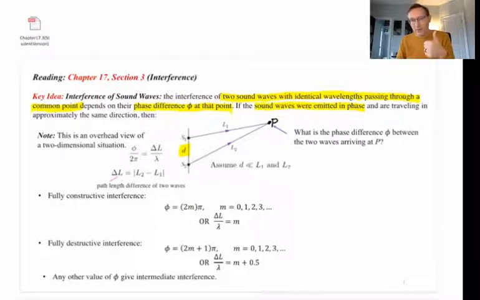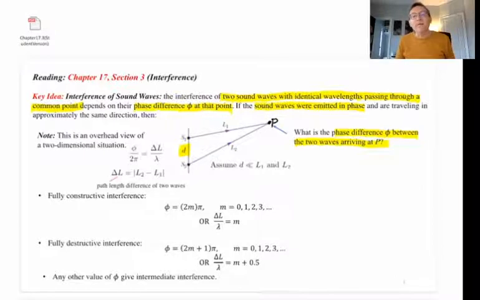Will it be loud at point P? Fully destructive interference? Will it be quiet at point P? Or anything else, that would be called intermediate interference. And so that kind of interference between the two sound waves at point P boils down to finding the phase difference phi between the two waves arriving at point P.